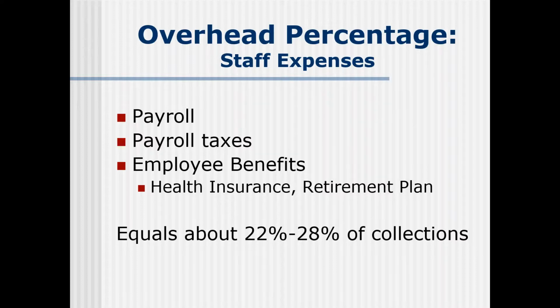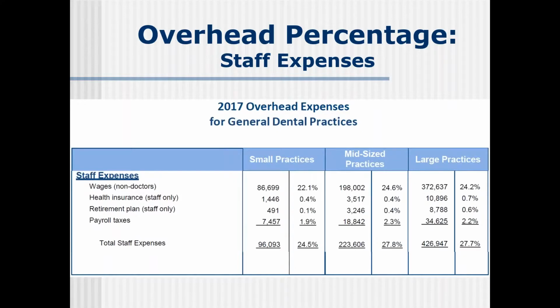And the range for most practices for staff expenses, the low end is 22% of collections, and the high end is about 28% of collections. Now, we have clients who pay more than 33% of their collections to their staff each year, and they're paying higher than the range that most people pay. And we have some who are paying less than 22%, not many, but some. Every practice is a little bit different, and there are outliers in both directions with all these different overhead percentages. So let's look at the results of this year's overhead analysis.